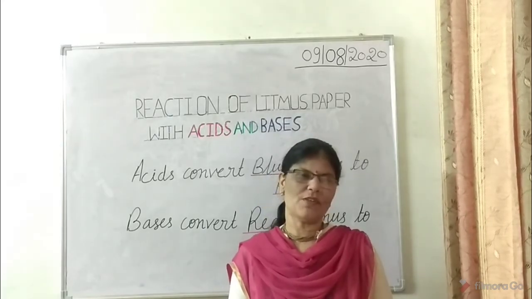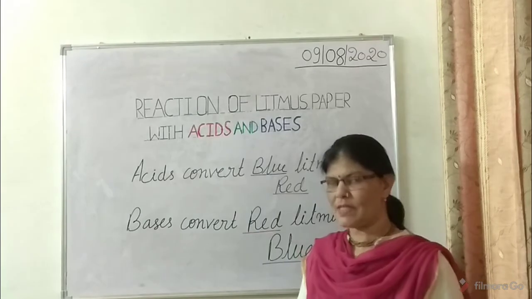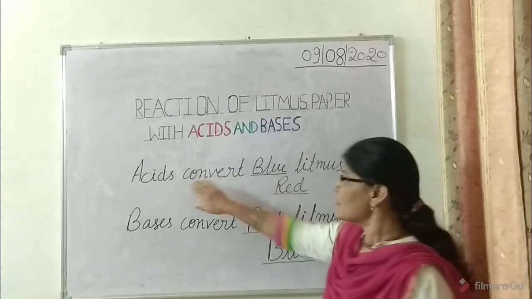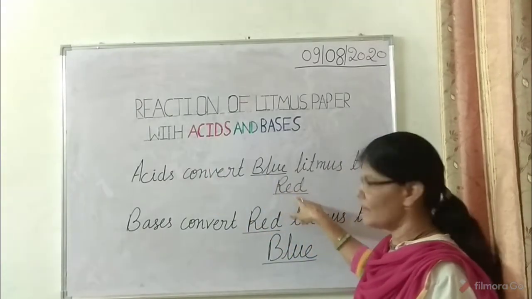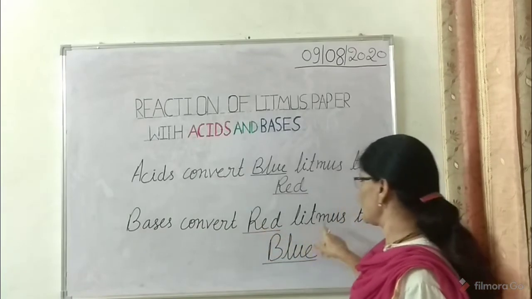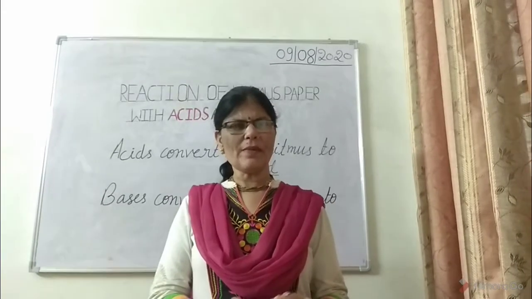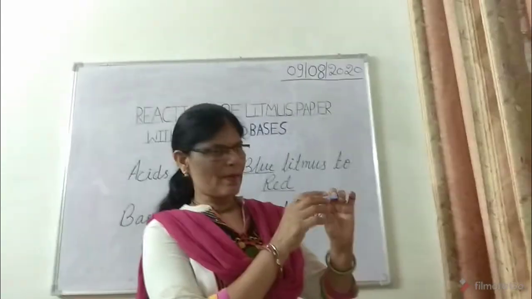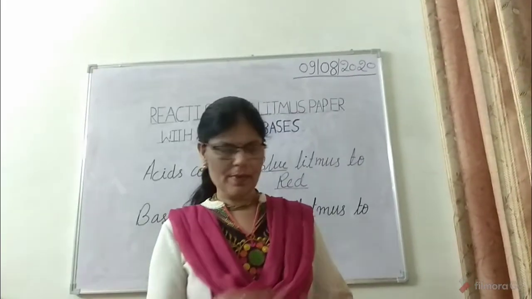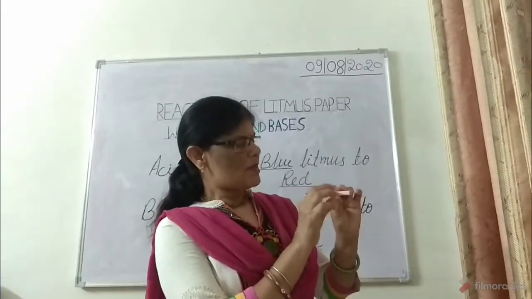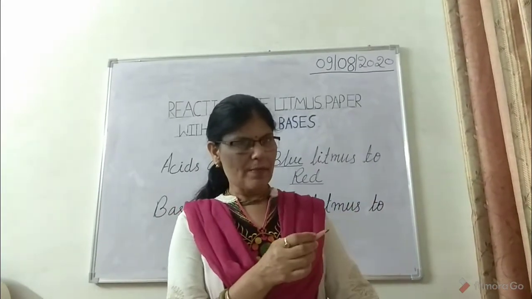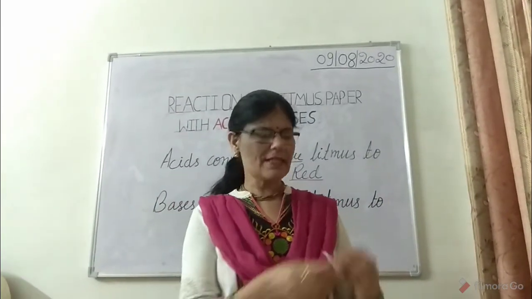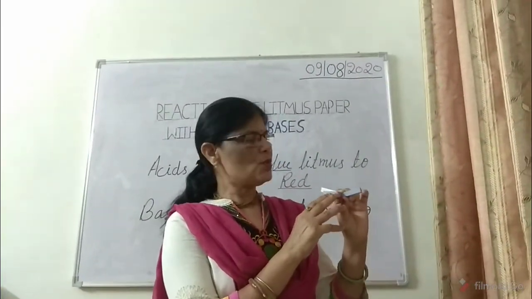So litmus paper is prepared from lichen, and we are having two types of litmus paper, blue litmus paper and red litmus paper. Acids convert blue litmus paper to red. Bases convert red litmus paper to blue. For performing this activity, I am having two types of litmus paper. This is blue litmus paper and this is red litmus paper. So for bases, red litmus paper gets converted into blue color, and for acids, blue litmus paper gets converted into red color.